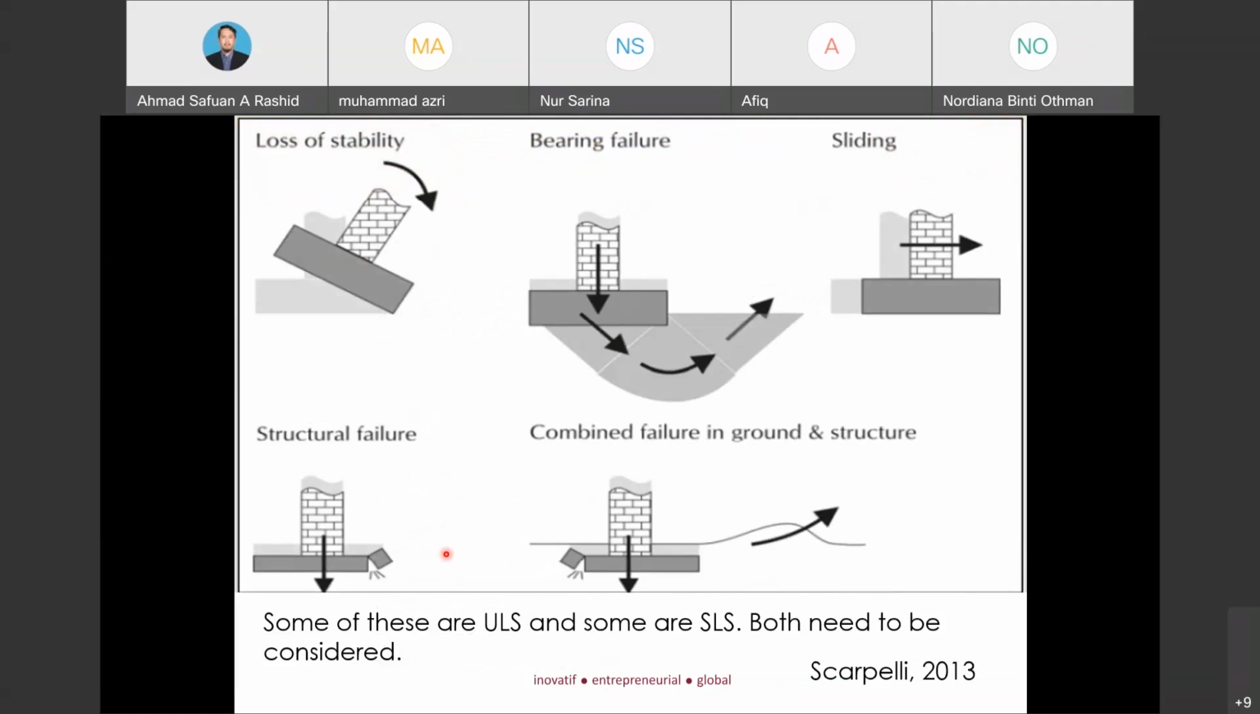So this is some of the examples in diagrams, where we have the loss of stability. Then we have a combination of failure, either from the ground or from the structure or both combinations. Then we have a structural failure that we need to consider in the design.